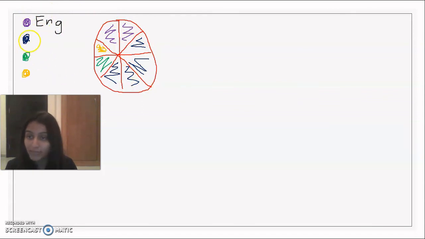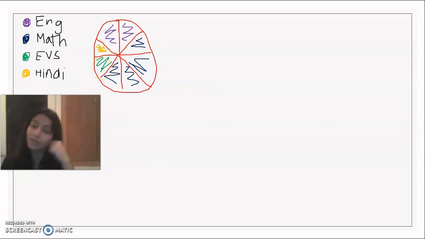Then for blue, next to this color, if I write maths, they will know that the 4 parts represent the students who like math. Then for this one, I will write EVS and they will know that the student who likes EVS is represented by the green color. And that means that there's only one student who likes EVS. And for the last one, if I write Hindi, then they will know that again, just like EVS, there's only one student who likes Hindi.